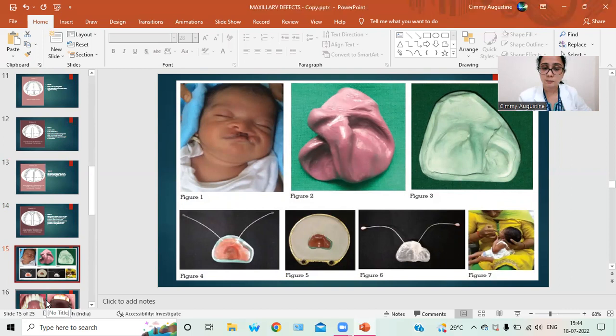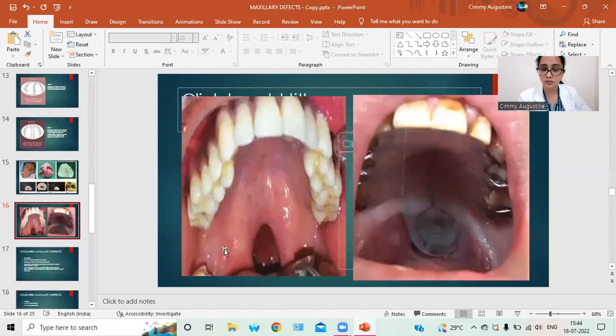Now, in adult patients who have a cleft, they will have difficulty in speech because of this cleft. So we can use a speech bulb prosthesis. This will aid in speech. This was all about the congenital maxillary defects.